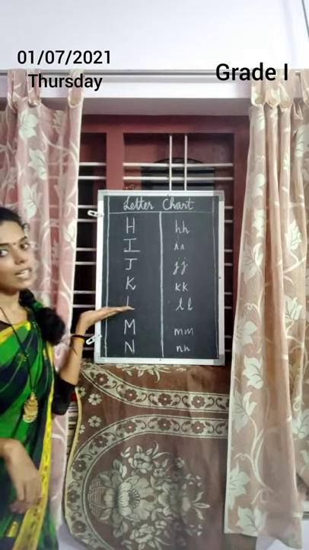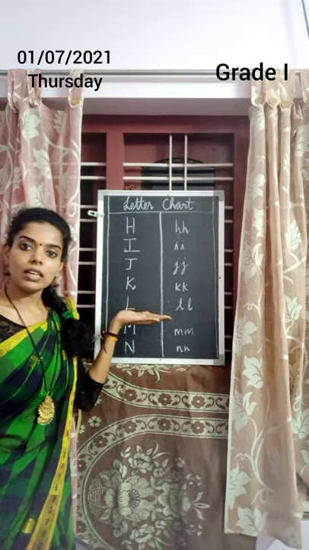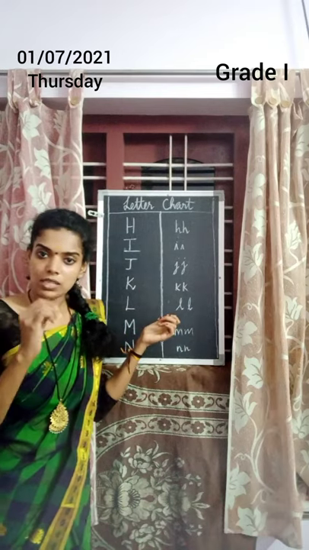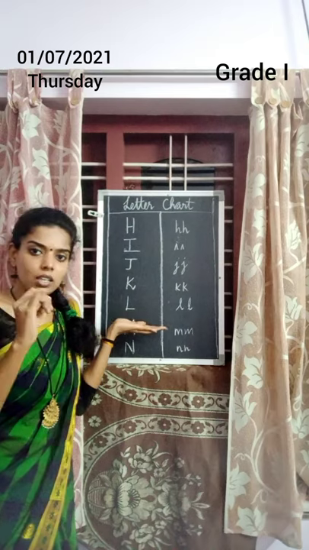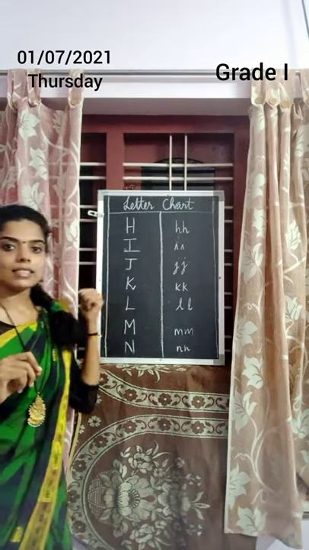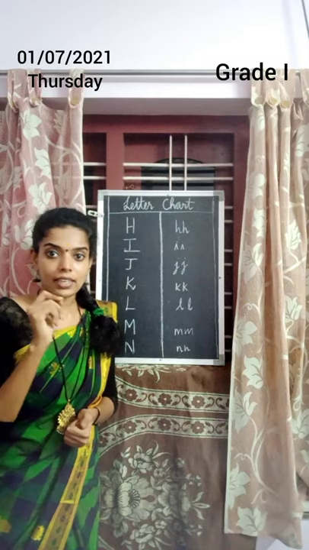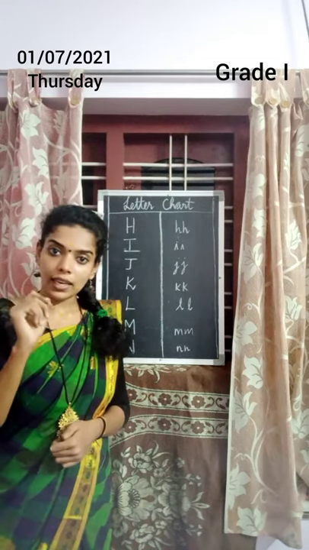Next one is L. The sound of L is L. The examples are lizard, lion, lobster, leaves, leg.